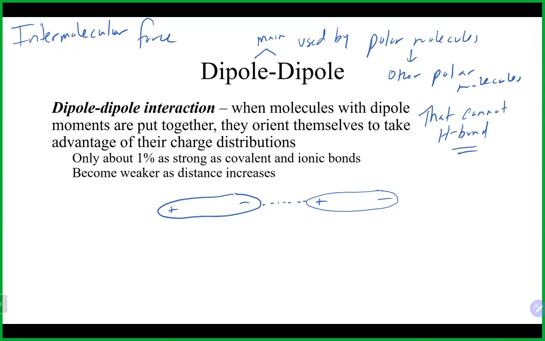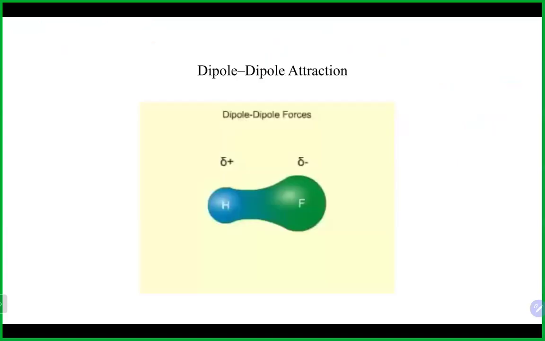They are only 1% as strong as covalent and ionic bonding, and that is because covalent and ionic bonding are intramolecular forces, as we just talked about. So they're much, much stronger than this intermolecular force. So the main type of interaction that polar molecules do with themselves and other polar molecules, when they cannot hydrogen bond, is known as dipole-dipole interaction.